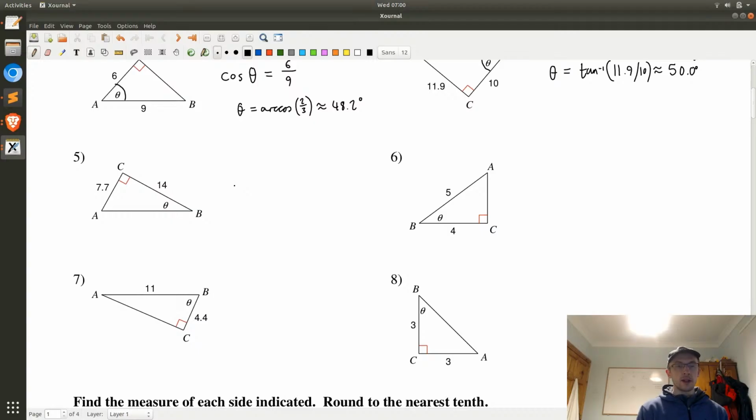We have opposite and adjacent, so we use TOA. So tan of theta equals 7.7 over 14. So theta equals arctangent of 7.7 over 14, which is 28.8 degrees.